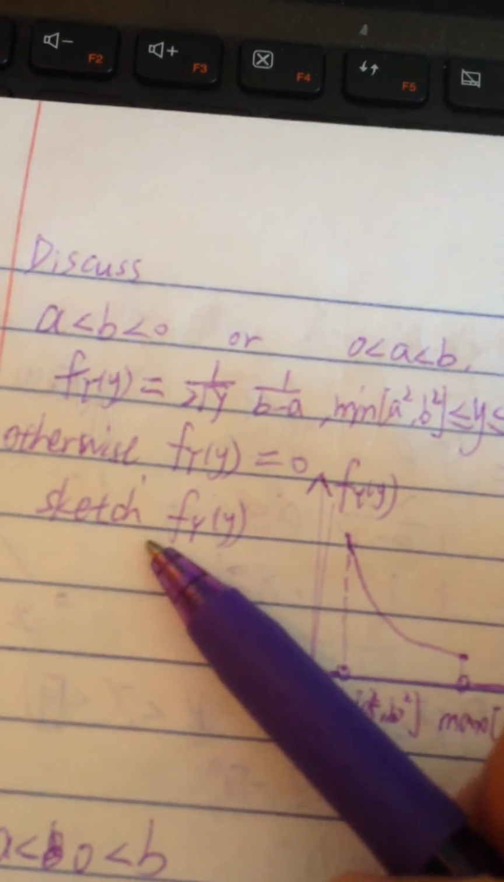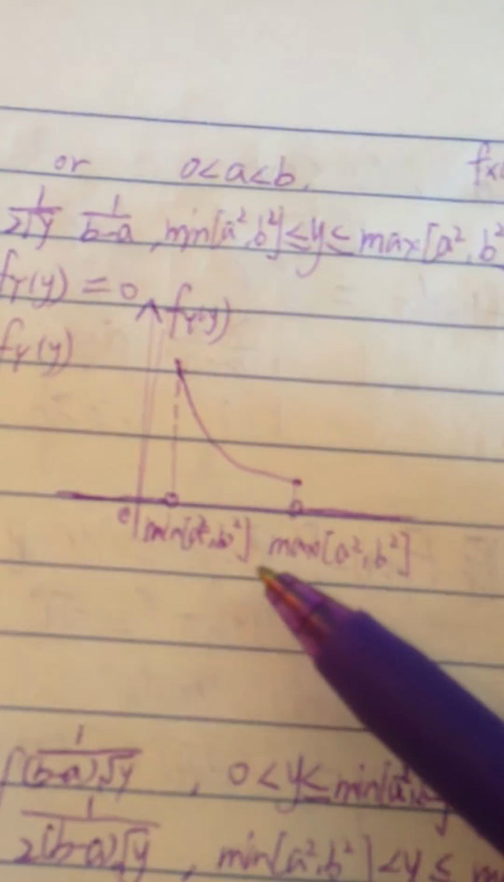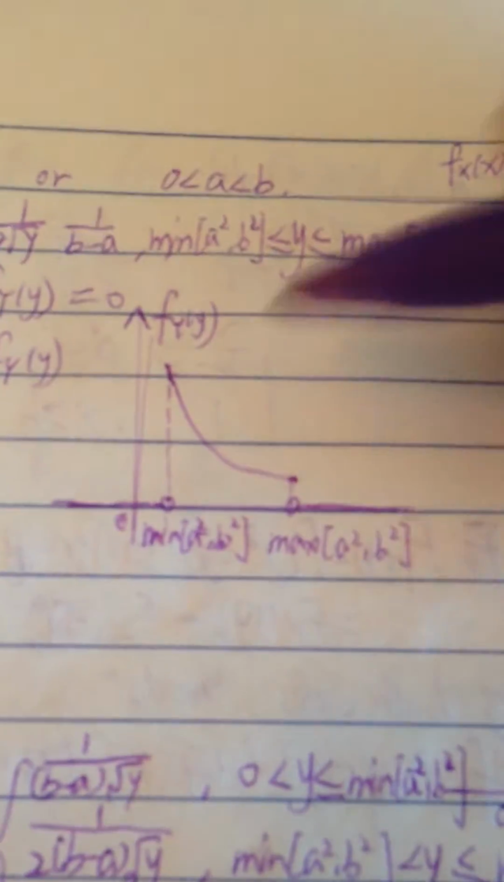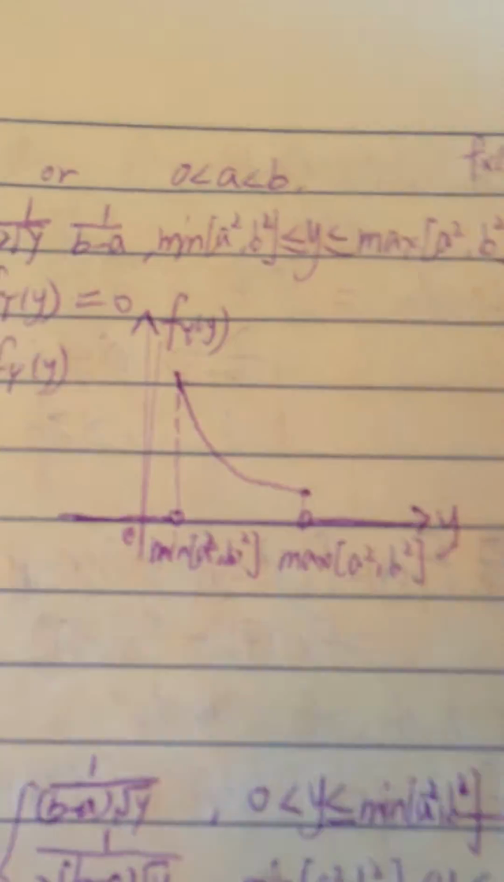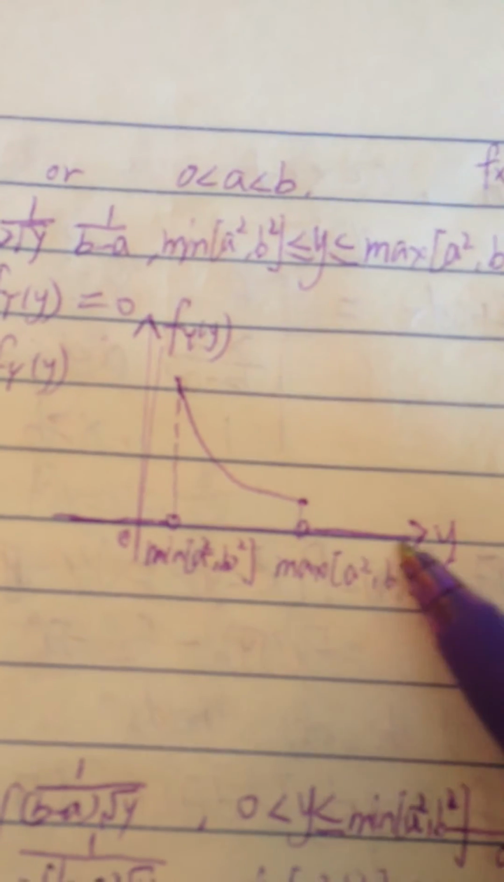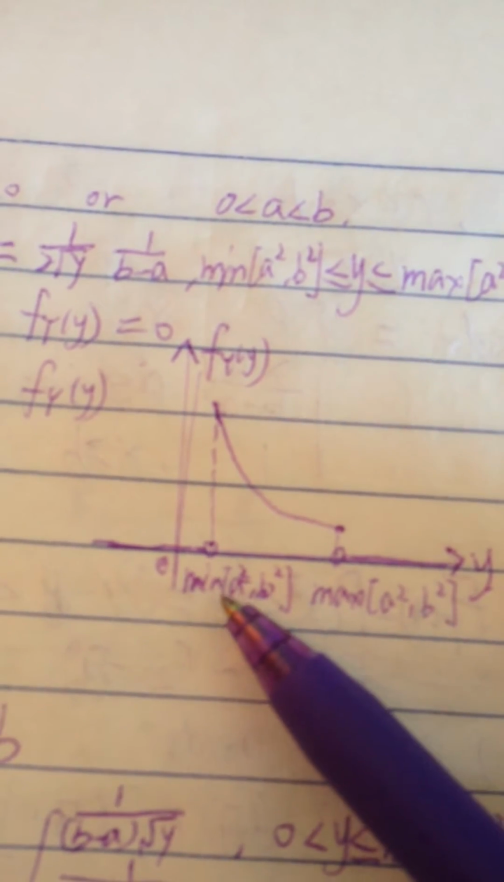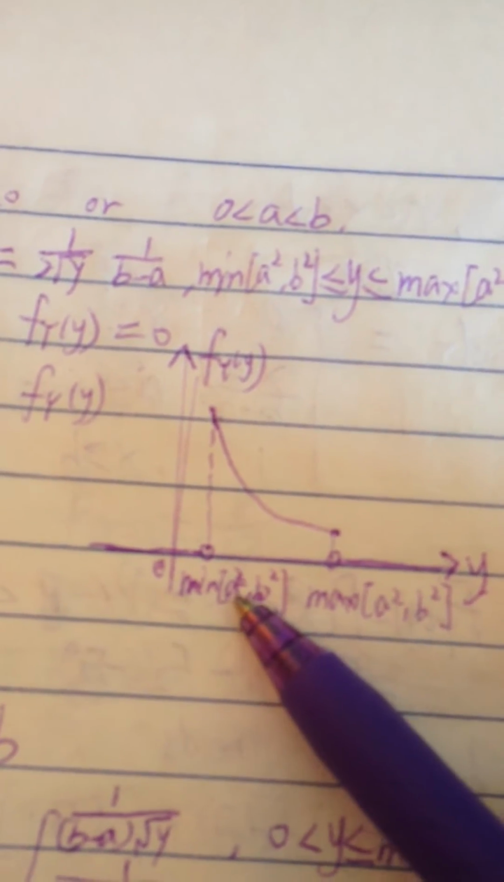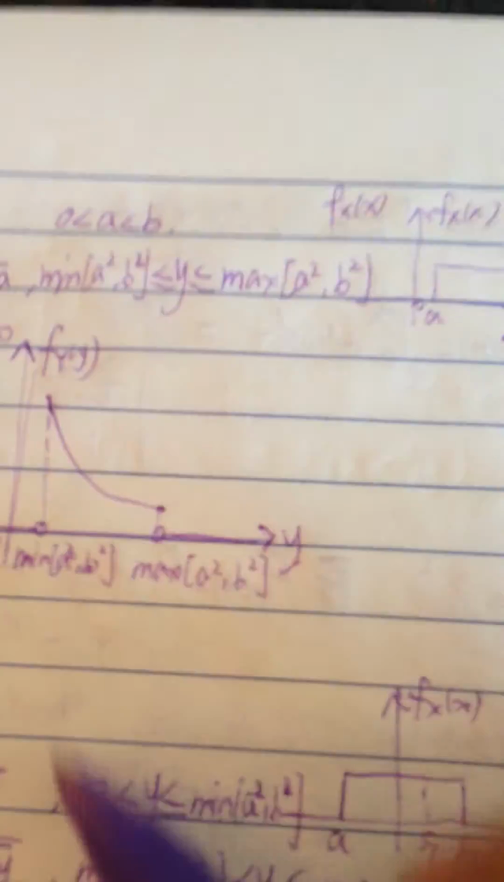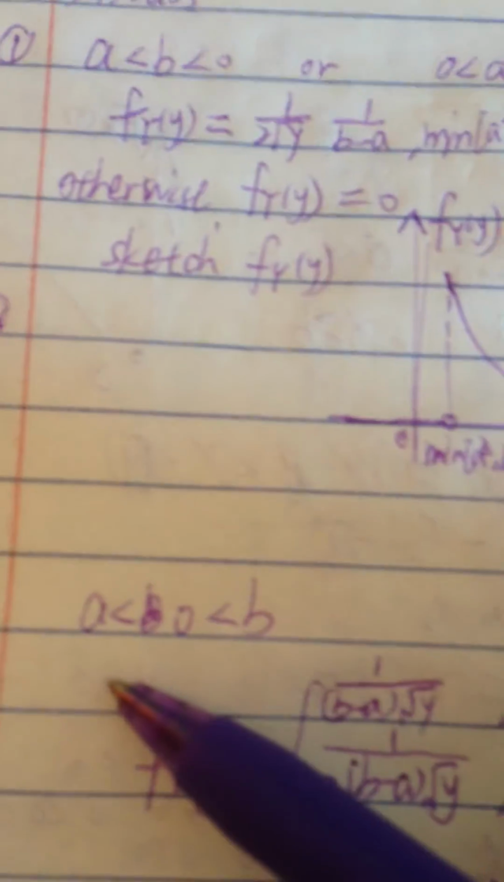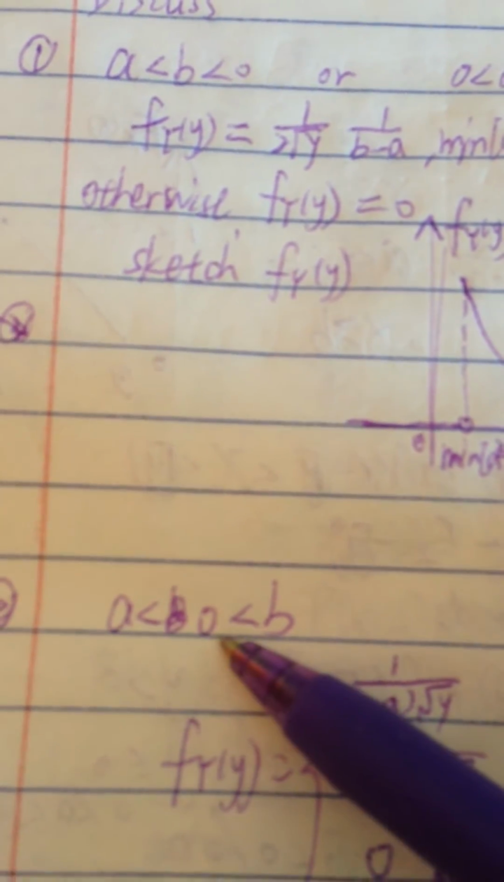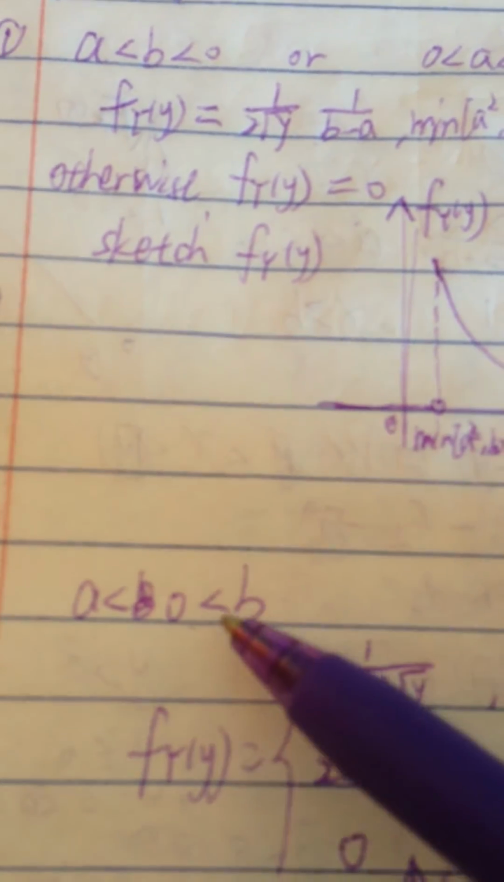So we can sketch f of y. It's just like this, and these are 0, and between the minimum of a squared and b squared and the maximum of a squared and b squared, the plot is like this. And the third situation is when a is less than 0 and b is greater than 0.